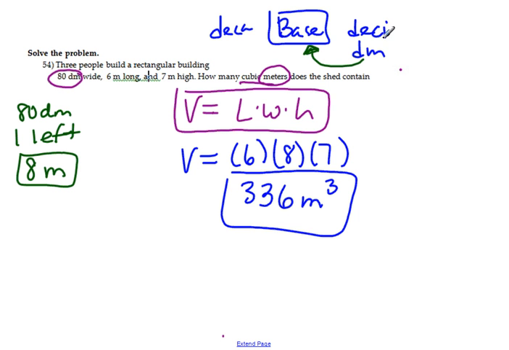The key piece is converting, and it's easy to misread this. Every single problem dealing with area and perimeter and volume, you must check to make sure your units are the same on step 1 and their units are what they would like at the end of the problem. In this case, metric, you're just moving your decimal. Deci is going 1 place to the base, which is again your meters. Answer is 336 meters cubed.